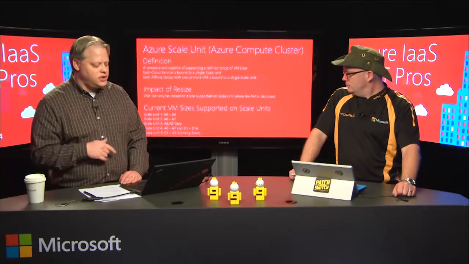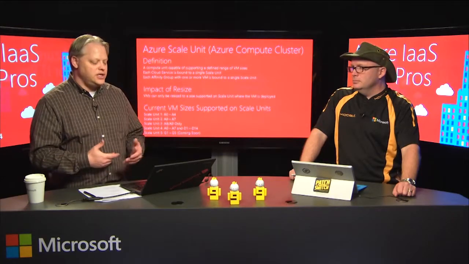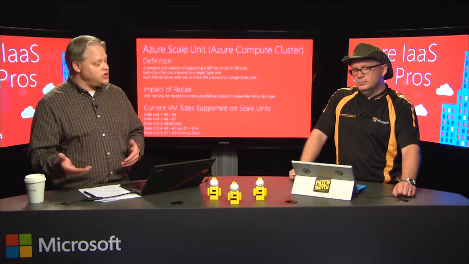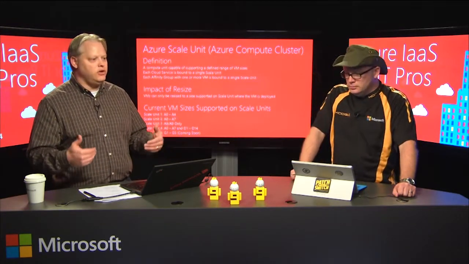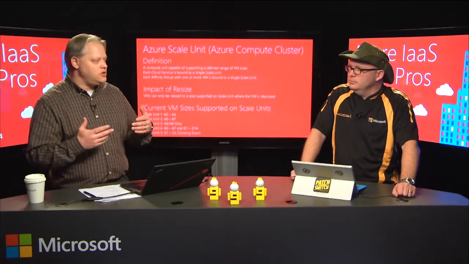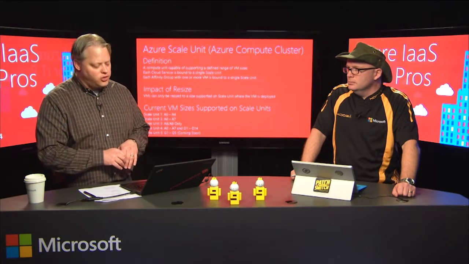The very first scale unit supports our original set of VM sizes, which is A0 or extra small, through A4, which was the original extra large name. That's both basic and standard. When you're using infrastructure service, you can use a basic virtual machine if you don't need the load balancer and some of the auto-scale functionality. But this just applies to both.